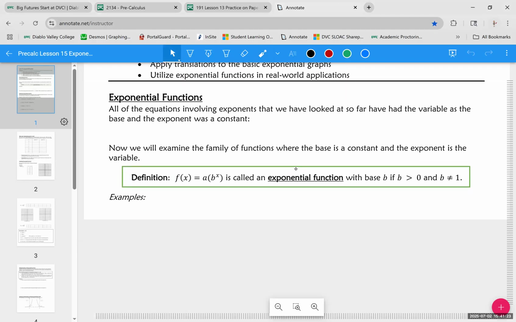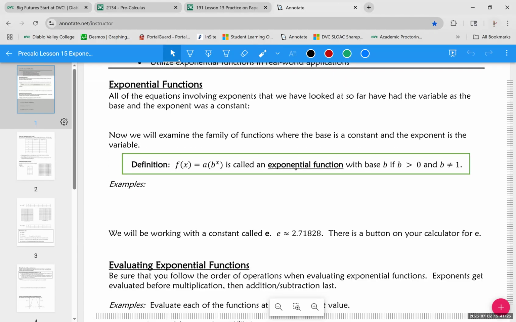So let's talk about what an exponential function actually is. So far, all of the equations that we have been dealing with in this class that have exponents in them have had the variable as the base and the exponent was the constant. So what I mean by that is we had like a basic quadratic, right? 4x squared or something like that. In this example, the exponent is a constant. It's just a number, and the base is the variable. The x is the base.